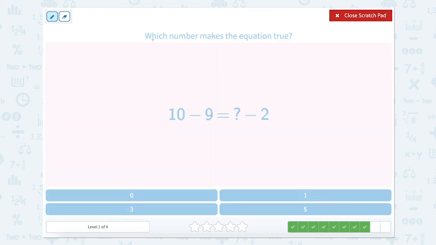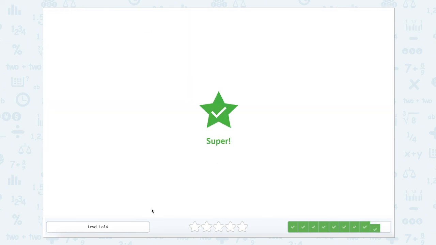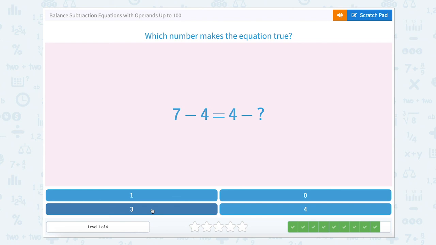Again, let's open that scratch pad to help us figure out which number makes this equation true. We have 10 minus 9 on this side and something minus 2 on this side. So 10 minus 9 equals 1, equals something, our total, minus 2. So my answer is going to be 1. So this number needs to be bigger if I'm taking away 2 and getting 1 left. So 1 equals 3 minus 2. So let's close that scratch pad, look for 3, and we are on to our very last one.